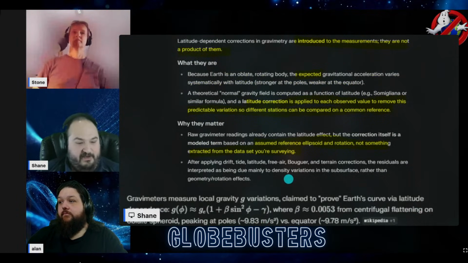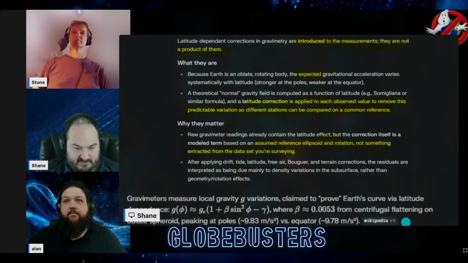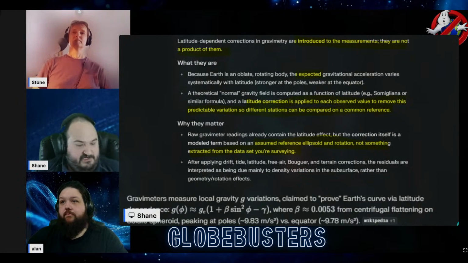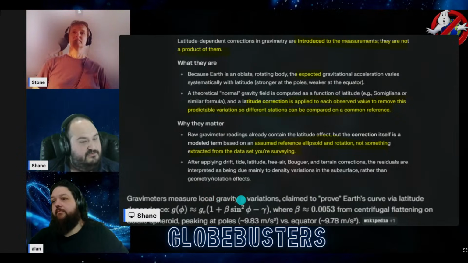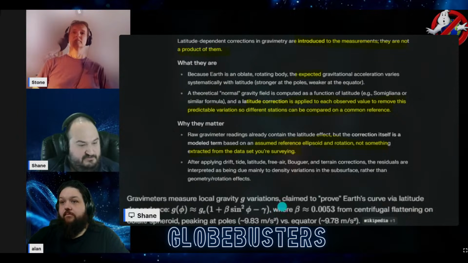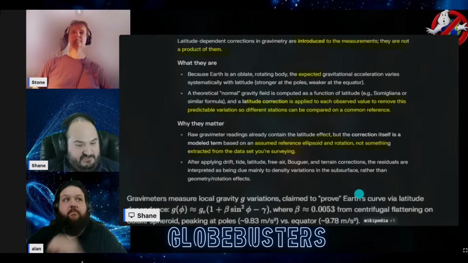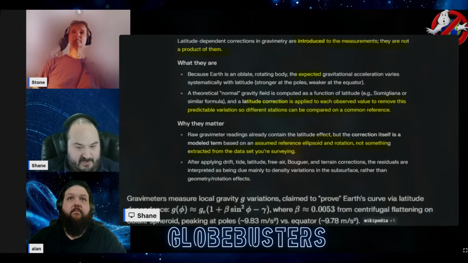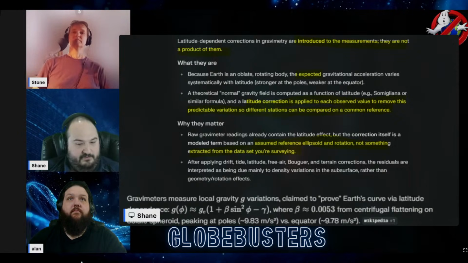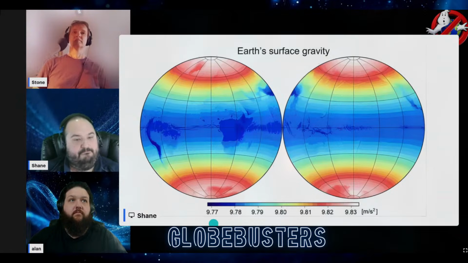Now, speaking of latitude dependency, there is, of course, supposed to be a variation in the strength of the gravity field as Earth spins and produces centrifugal force. And also, as the latitude dependency would suggest, it's supposed to be different at the poles than it is at the equator. Typically, what they say it looks like is something like this.